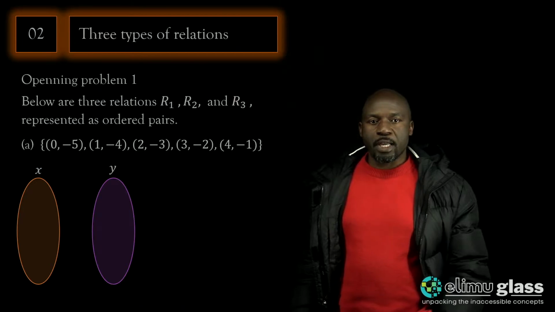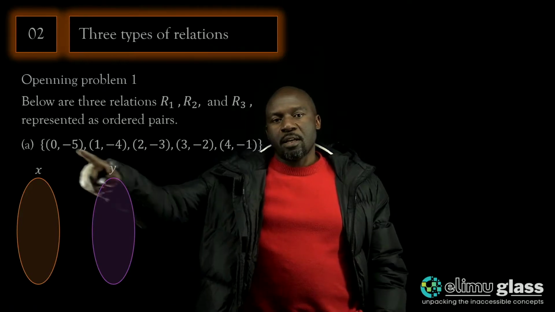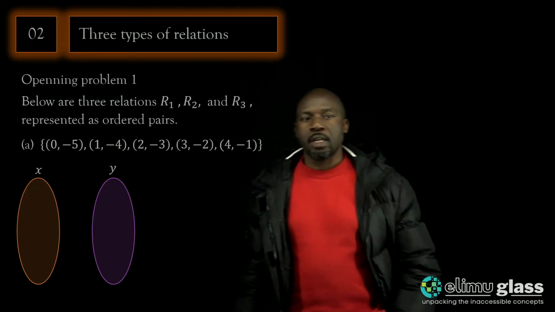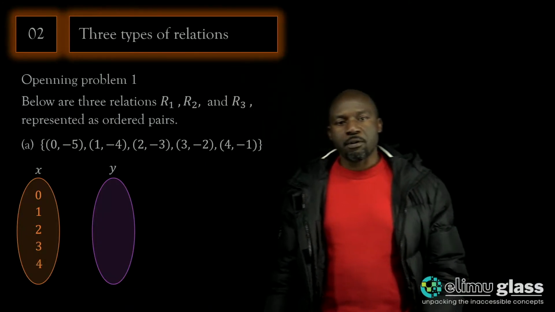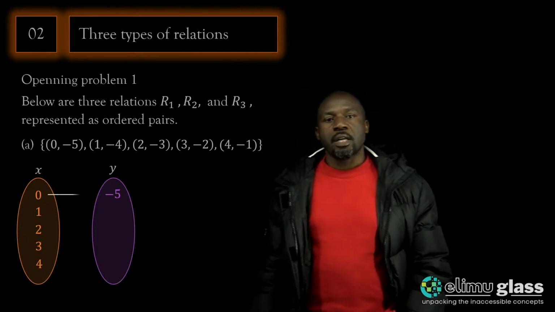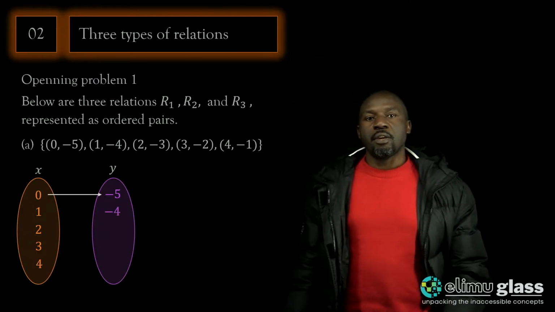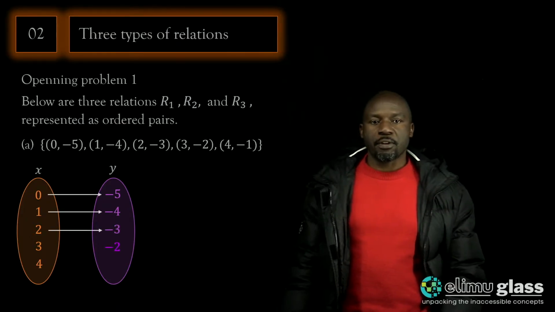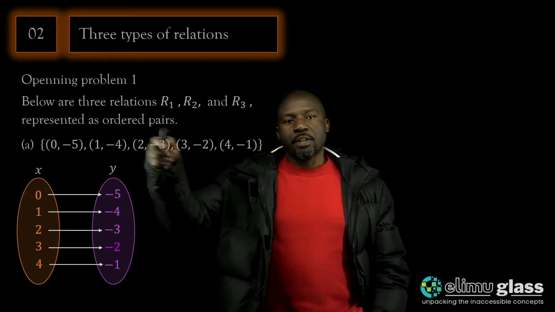Straight away, we look for the x values. The inputs are the first values in the ordered pairs: 0, 1, 2, 3, and 4 in that order. On the other side we have -5, and we can connect straight away because 0 maps onto -5. Then we have -4, and 1 maps onto -4, and so on and so forth. All right, so we have a mapping for this relation.